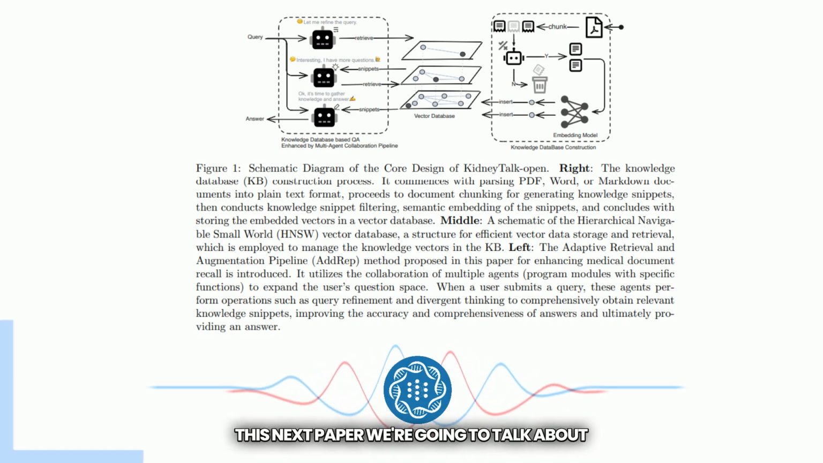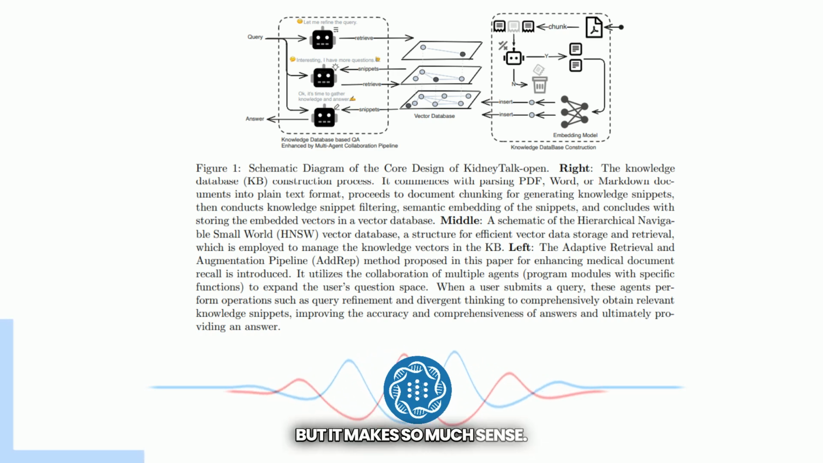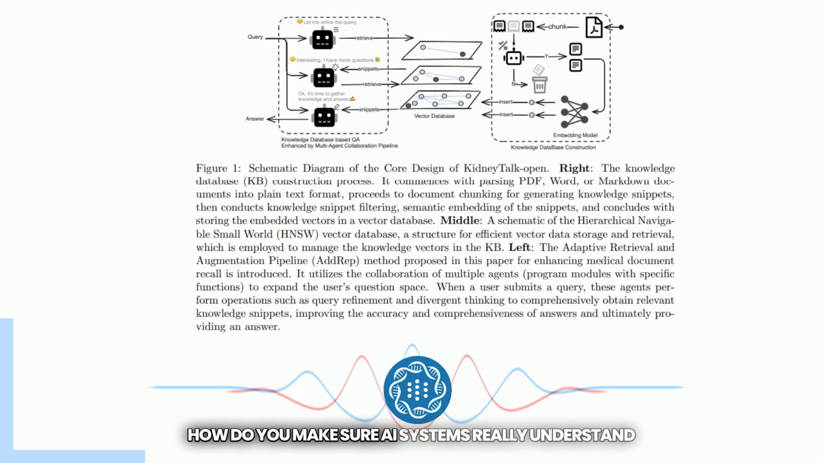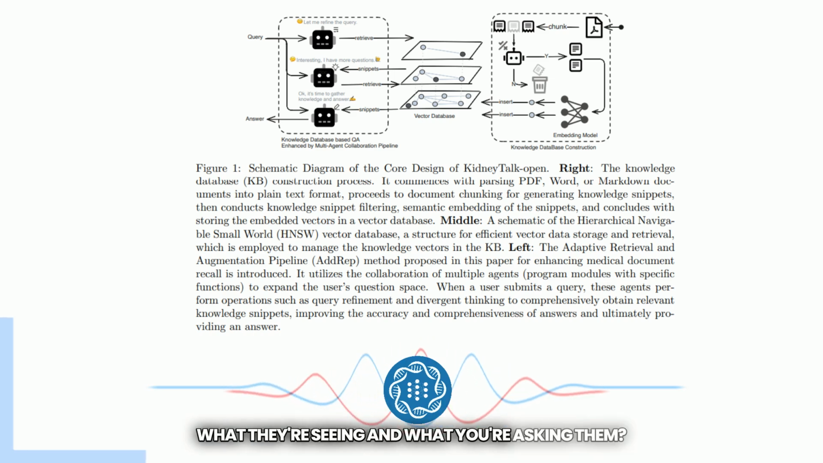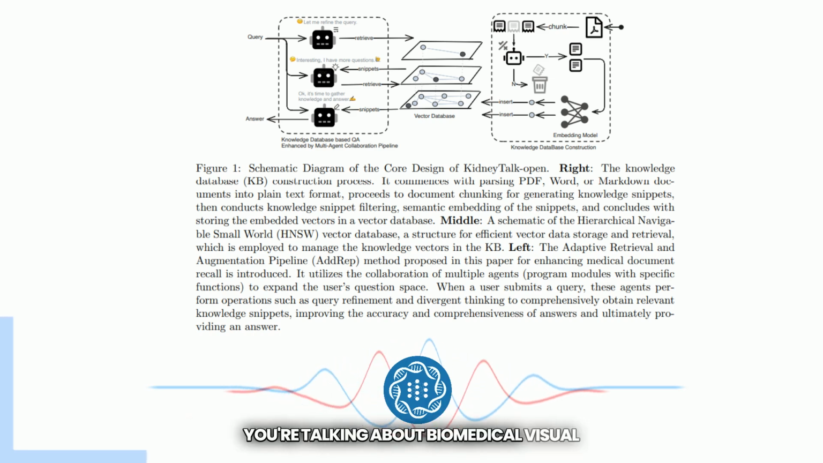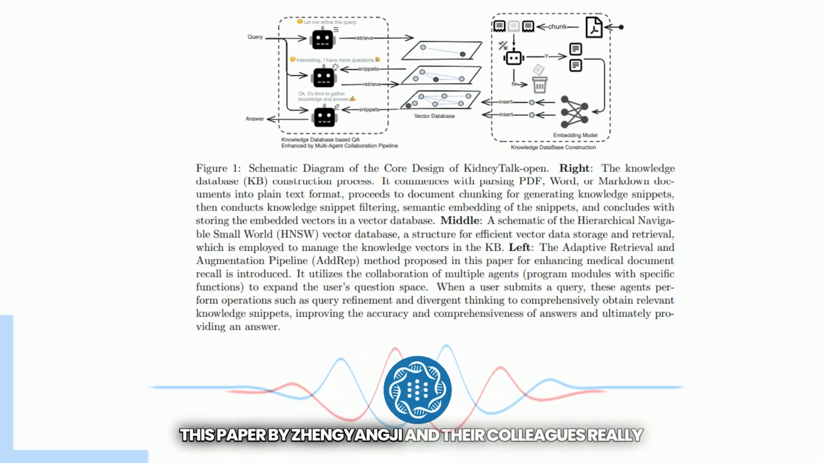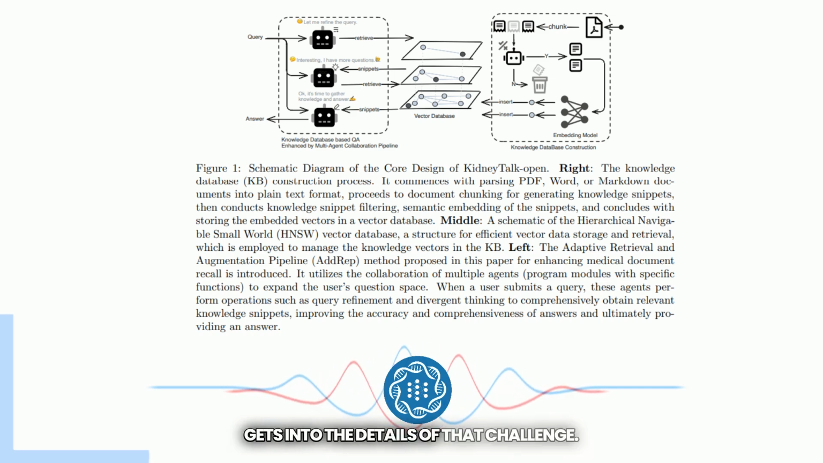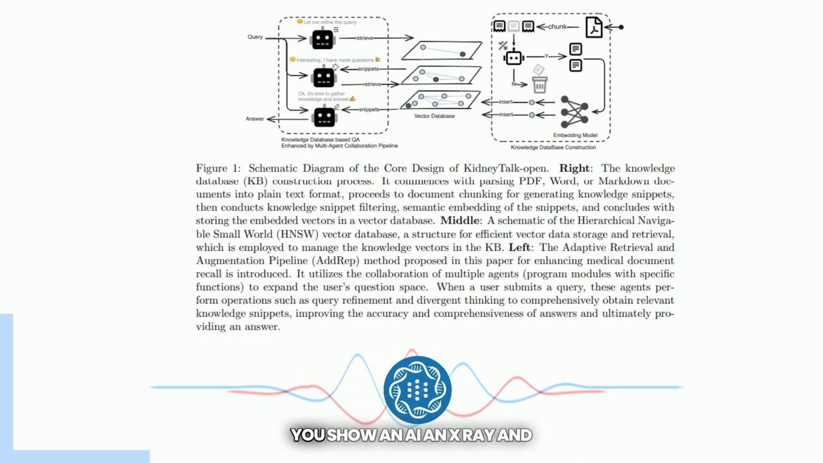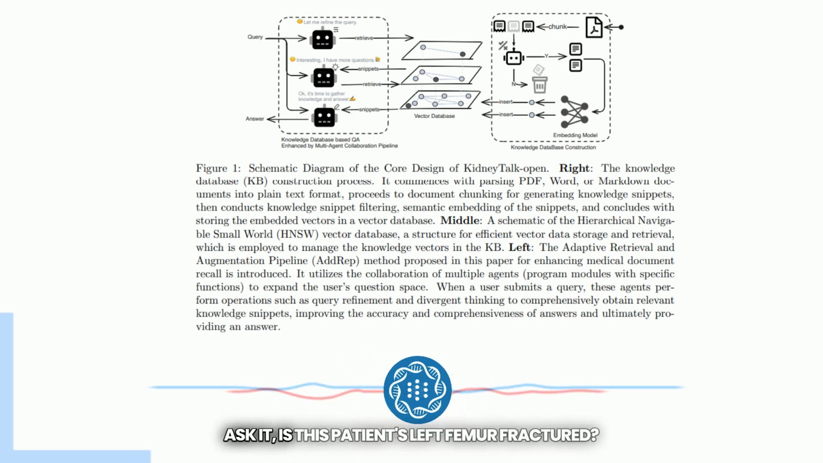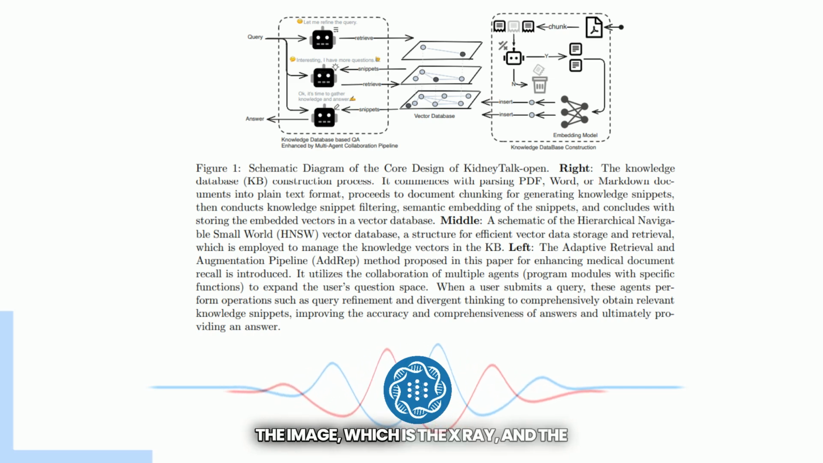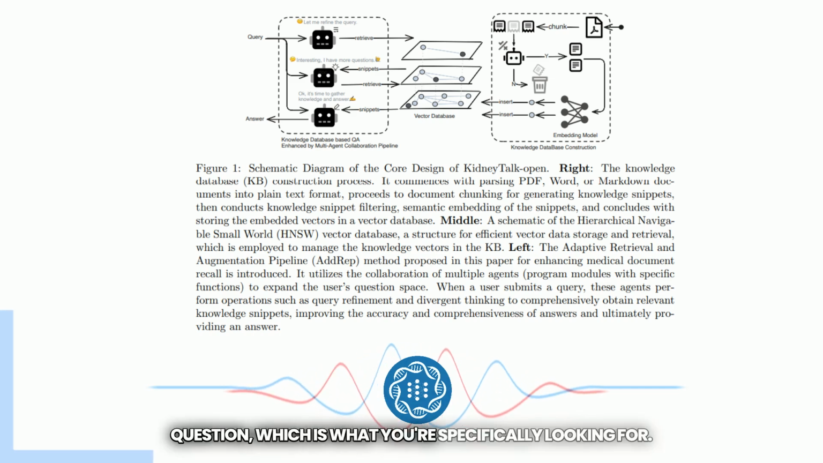This next paper we're going to talk about focuses on something I hadn't even thought about, but it makes so much sense. How do you make sure AI systems really understand what they're seeing and what you're asking them? You're talking about biomedical visual question answering, or BioVQA. This paper by Zheng Yangji and their colleagues really gets into the details of that challenge. It's like this. You show an AI an X-ray and ask it, is this patient's left femur fractured? So the AI needs to make sense of both the image, which is the X-ray, and the question, which is what you're specifically looking for.